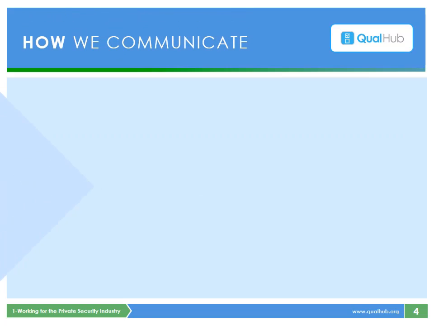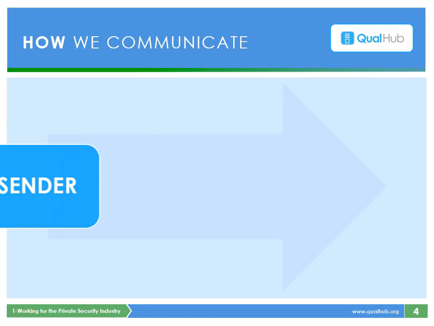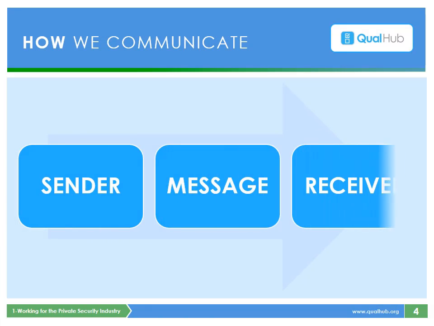How we communicate. We communicate via a sender sending a message to a receiver. The sender is the person who wishes to convey their message or encode their message. The message is what the sender actually sends, and the receiver is the person that receives the message and interprets it. It's important that both sides do check understanding.